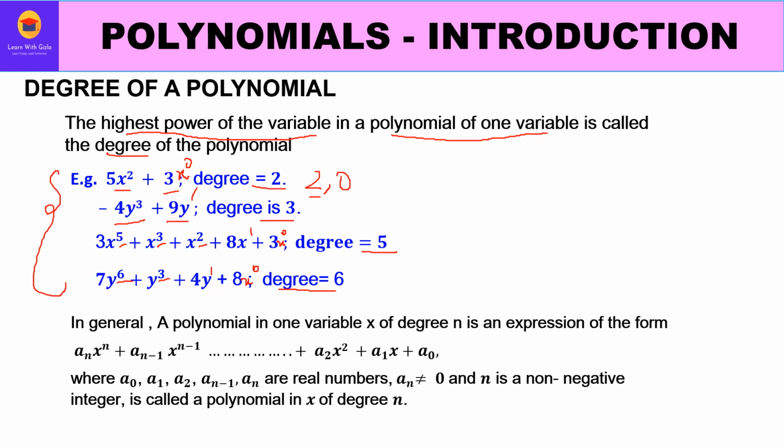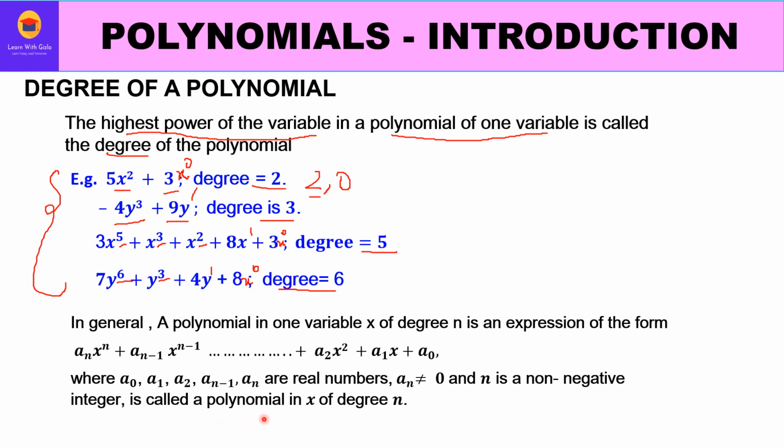Now to conclude, we can say that in general, what is a polynomial? A polynomial in one variable x, let us say of degree n, that is the highest power, is an expression of the form you can see over here. We start from the highest power to the lowest power, because this is the standard form of writing, where a0, a1, a2, up to an are real numbers. They form the coefficients of the variables and the leading coefficient should not be equal to 0. And n is a non-negative integer. n represents the power, which should be non-negative.